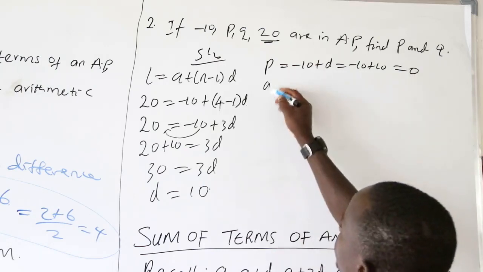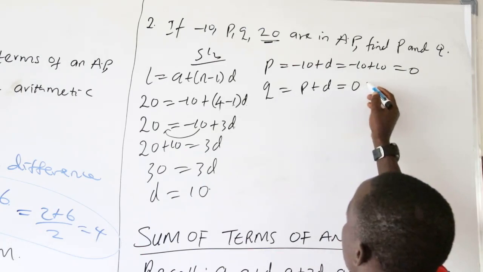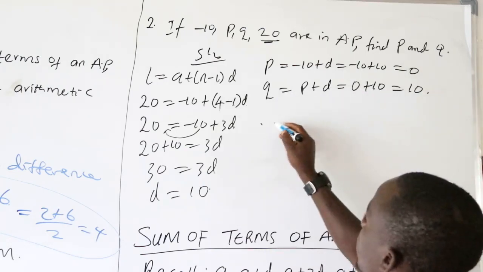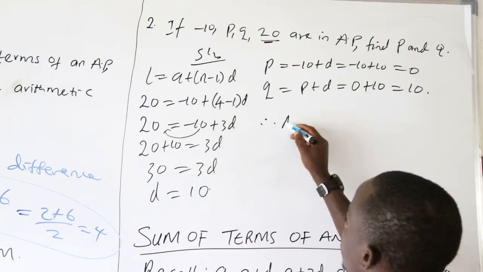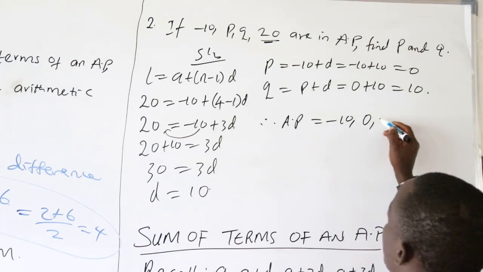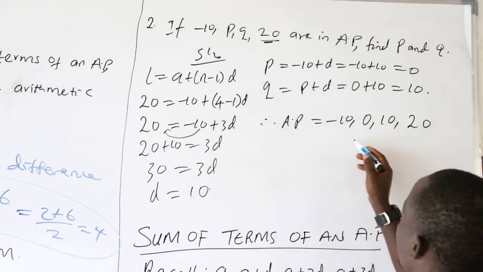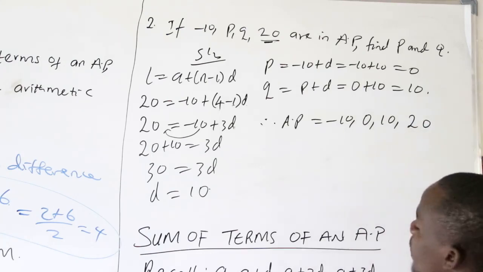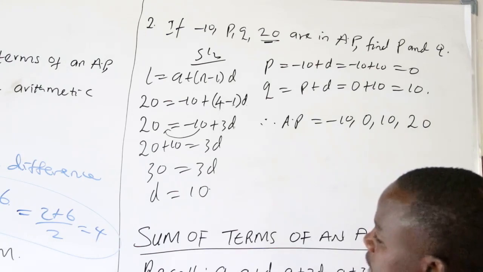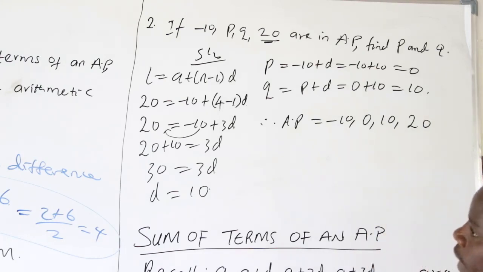And then Q will be P plus D, and P is 0, and D is 10. So we have 10. Therefore, the AP is minus 10, P which is 0, Q which is 10, and then 20. And the values of P and Q are 0 and 10 respectively. So that is how we can handle questions of this type. Okay, that is that for arithmetic mean.